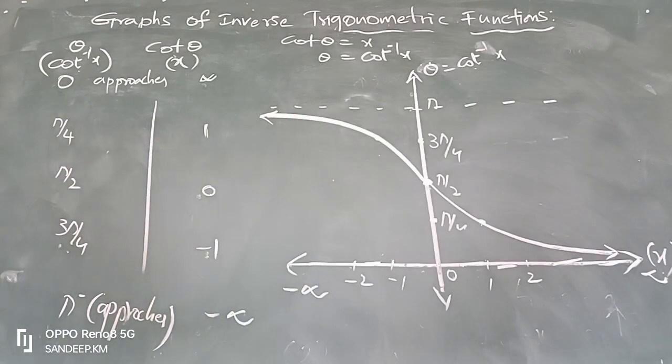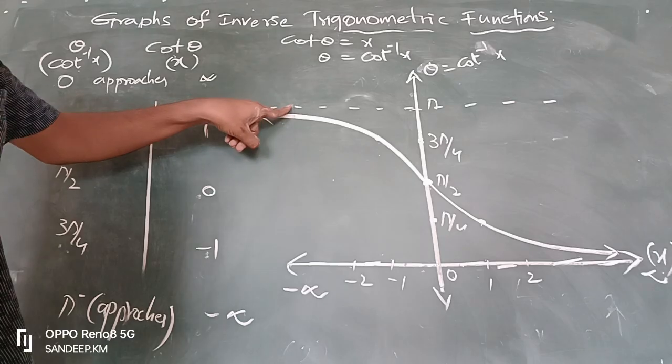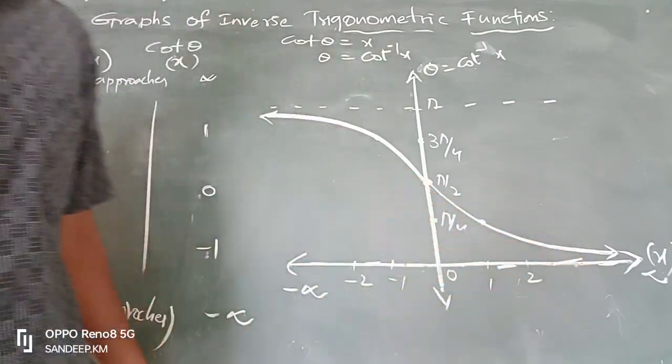This is the graph of theta is equal to cot inverse x. Remember, these two lines should not meet. This graph of cot inverse x should not touch this dotted line. Here also the graph of cot inverse x should not touch this x-axis.